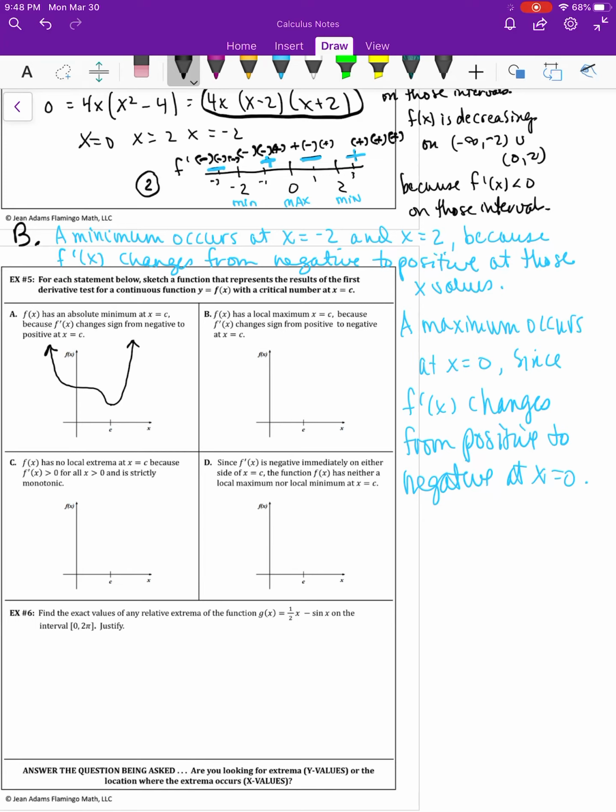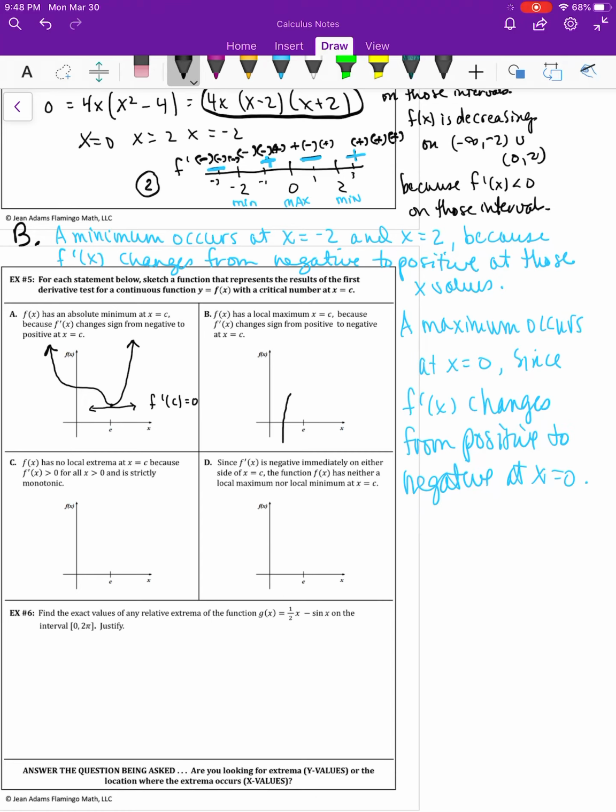And yours could be as simple as an upward facing parabola. I went ahead and gave it a little bit of another twist and turn there. But you can see that my f prime of c is 0, and it goes from negative slopes of tangent lines to positive slopes of tangent lines on either side.